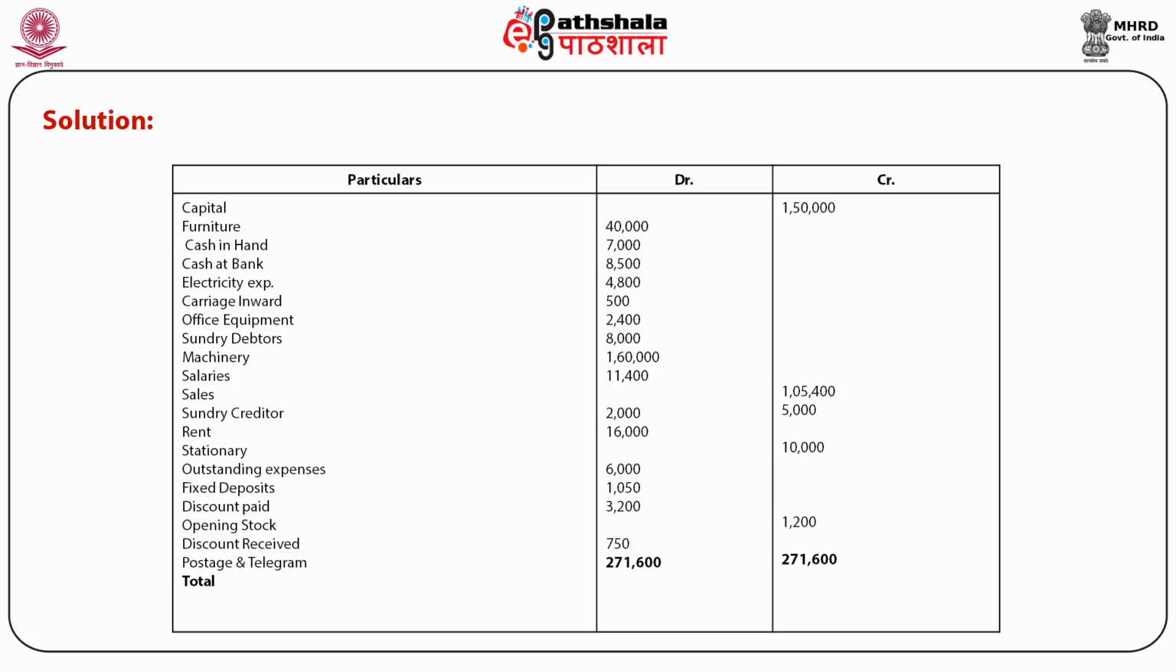If these totals did not match, then there will be some errors and we have to rectify those errors before preparing the trial balance, and these errors can be rectified with the help of various measures, or if it is not possible to rectify those errors, then the help of a suspense account can also be taken.